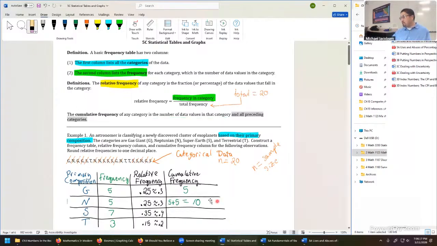Cumulative frequency is now telling us, well, half the observations were gas giants or Neptunian, sorry, that word left me for a moment, Neptunian type planets.